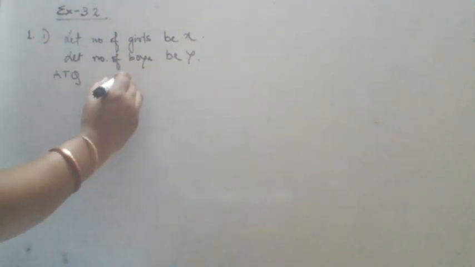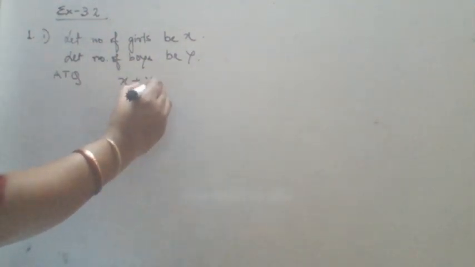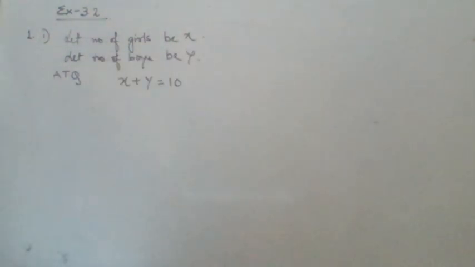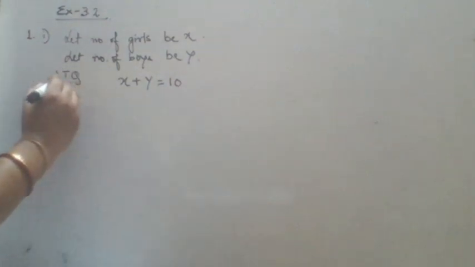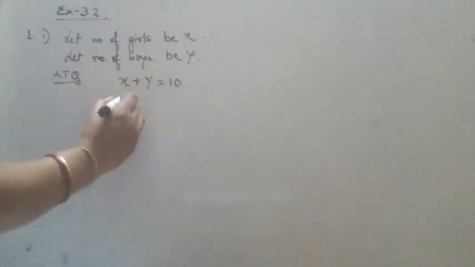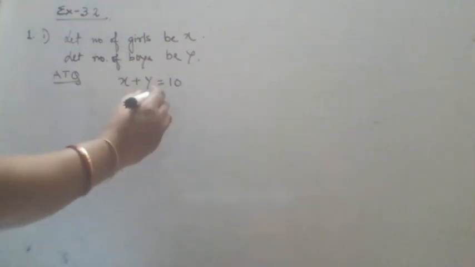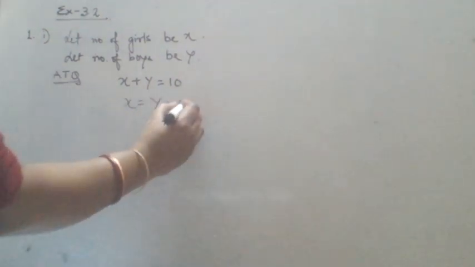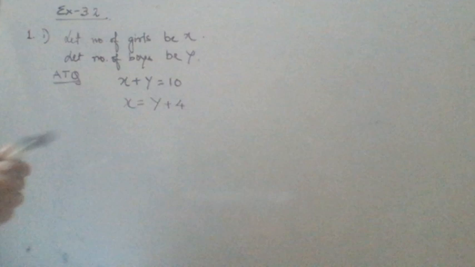So the equation according to the question: what is the total number of students in the class? That is your 10. So x plus y is equal to 10. Number of boys plus girls, together it is 10. And another thing that is given to you, the case 2, says that the number of girls is 4 more than the number of boys. So the number of girls is x, it is 4 more than the number of boys. Number of boys is y, plus 4 will give you the number of girls. Is this clear to you?